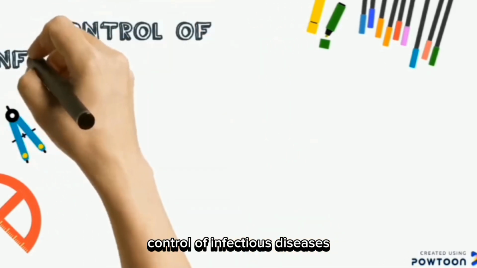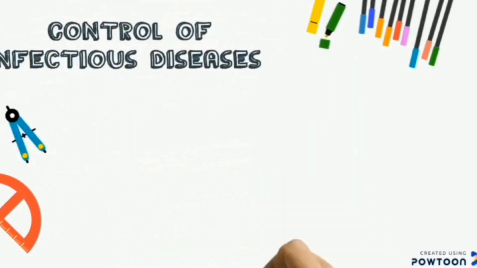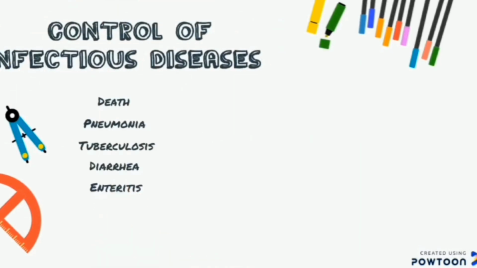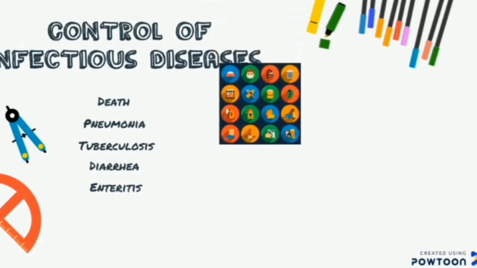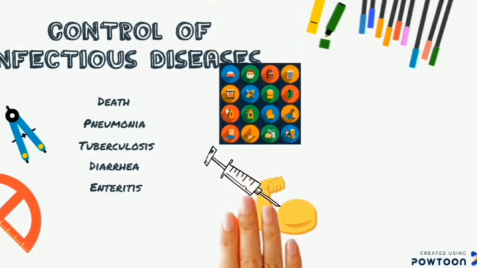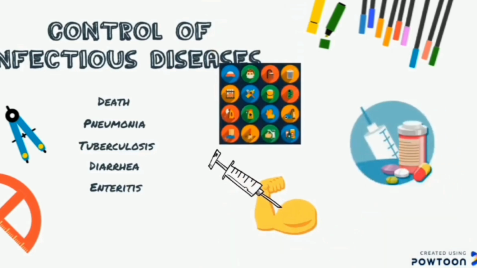Control of infectious diseases. The leading causes of death, pneumonia, tuberculosis, diarrhea, and enteritis, were decreased because of the implementation of sanitation and hygiene, vaccination, and antibiotics.